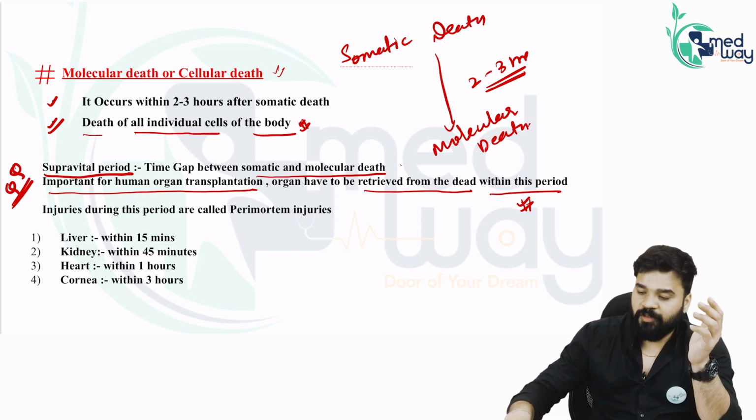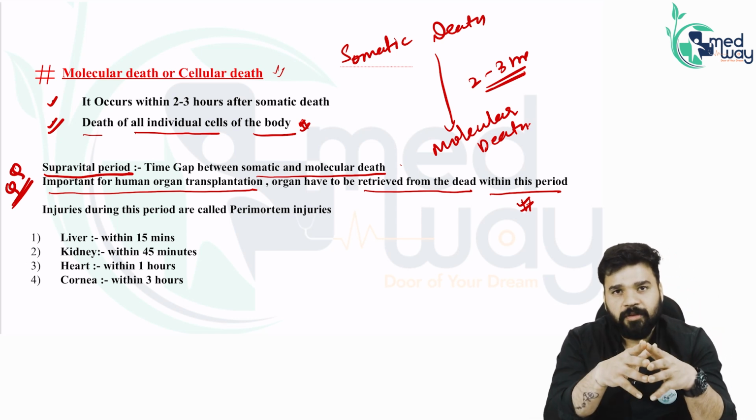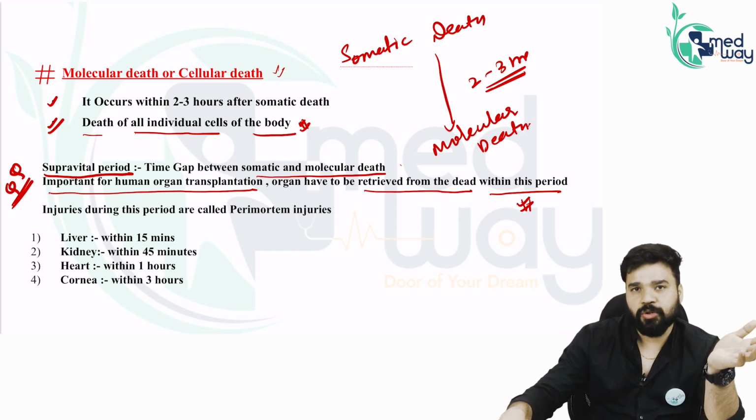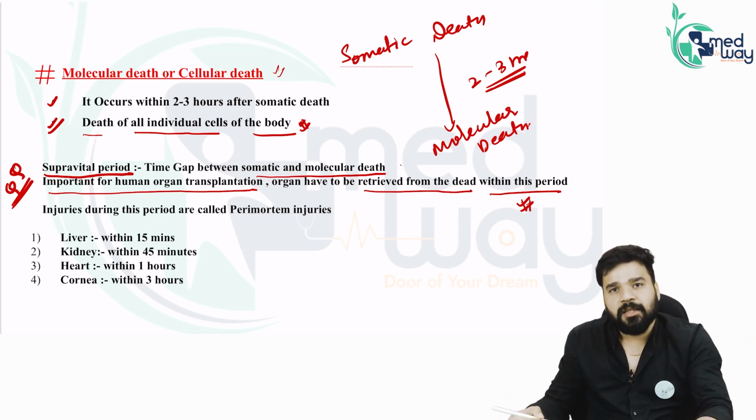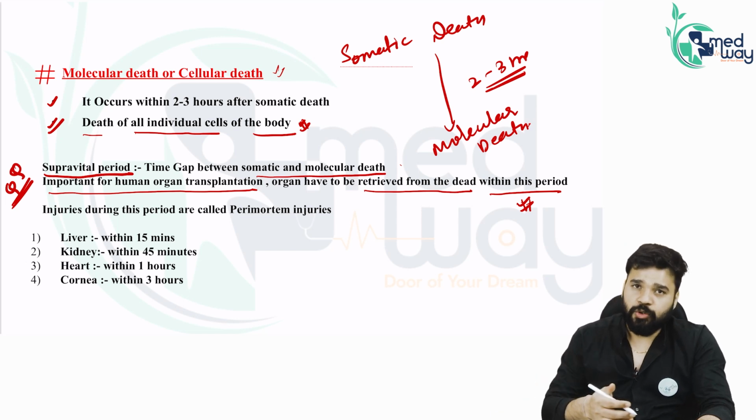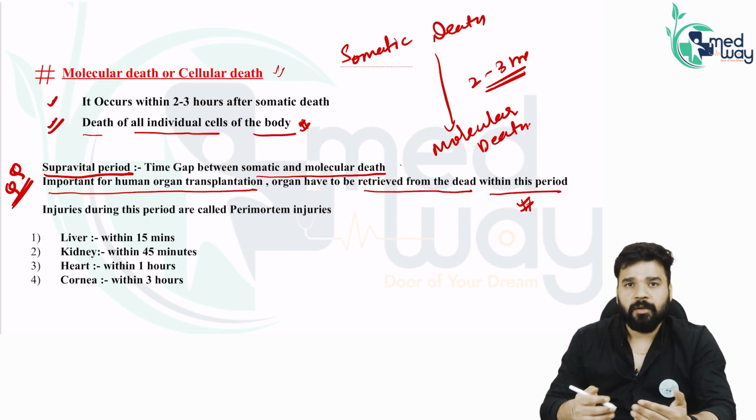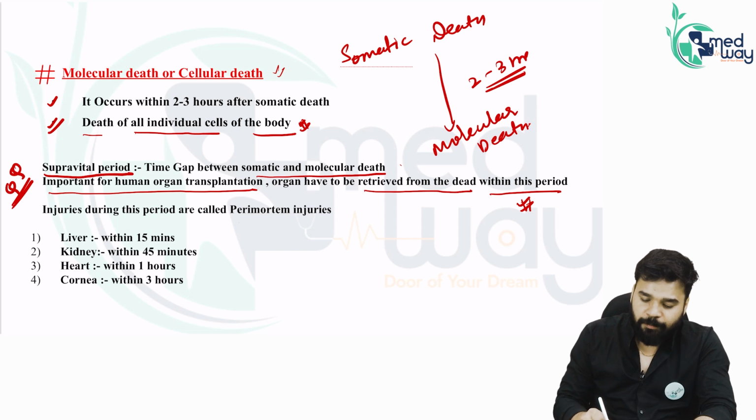So, if there is an injury when a person is alive, it is known as ante-mortem injury. If there is an injury over the body after death, it is post-mortem injury or post-mortem wound. Now, if there is an injury during supravital period, it is known as perimortem injury or perimortem wound.